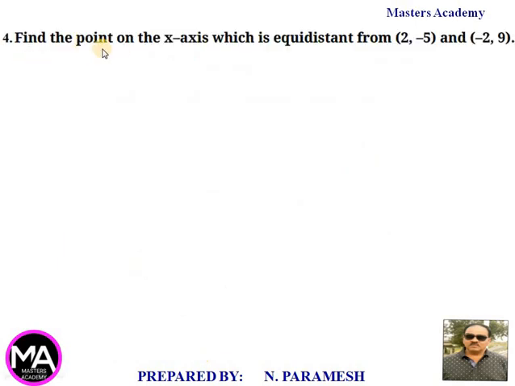Fourth question, find the point on the x-axis which is equidistant from (2, minus 5) and (minus 2, 9).